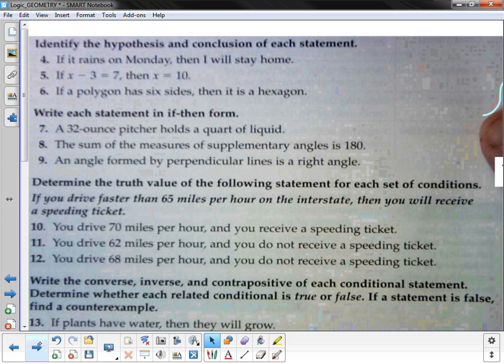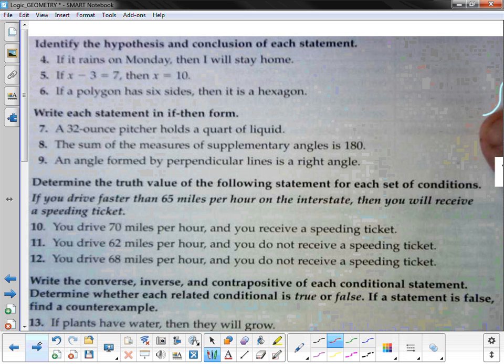Now, here I have some example problems. You can find these in your textbooks on page 78 if you want to see them a little more clearly. So the first set of problems here, 4 through 6, we just need to identify the hypothesis and the conclusion of each statement. So I'm going to do that real quick.